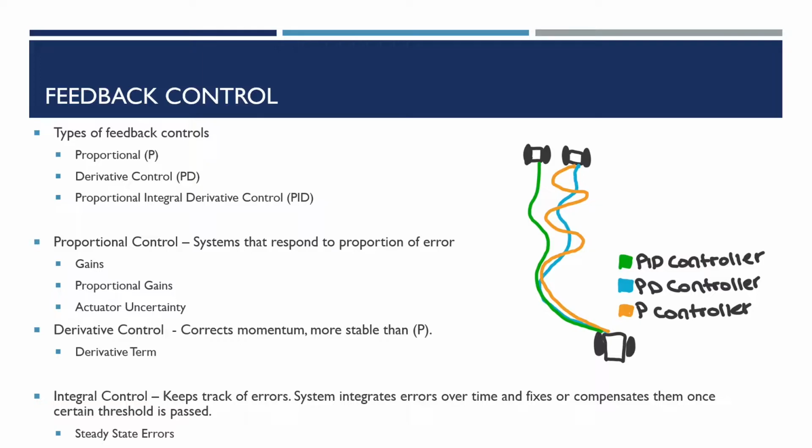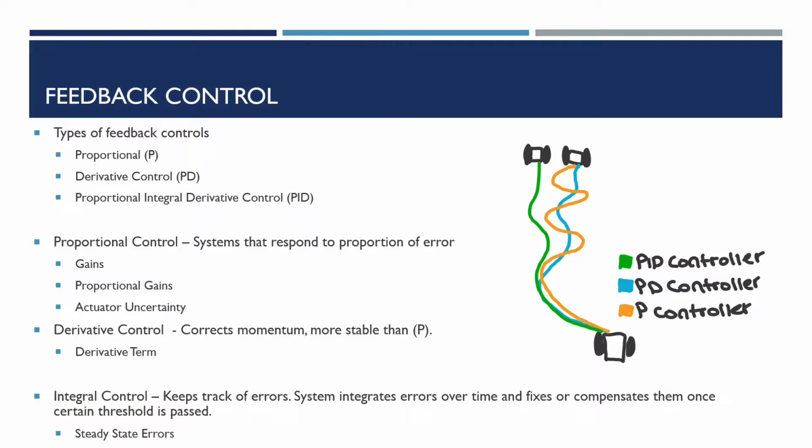We have important things we can discuss, such as gains, proportional gains, and actuator uncertainty. These are all just things that are computing error, and how much we have to work with to compare and control where we're going, or how we're controlling the robot. So we have integral control. This basically keeps track of the errors. It has a history to compare to, rather than just constantly reacting to stimulus. This system integrates error over time and compensates for it once a certain threshold is passed.